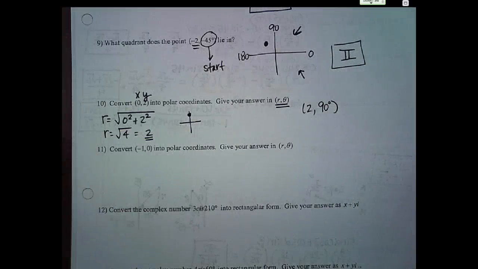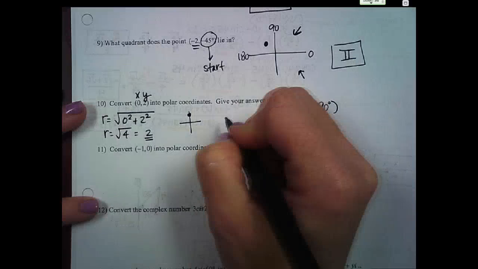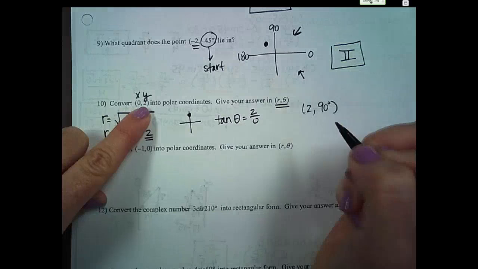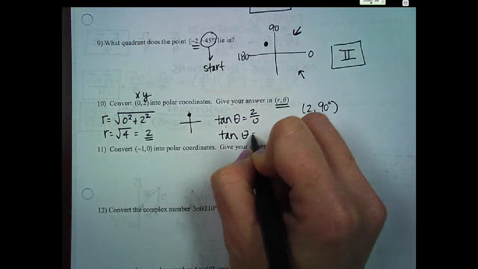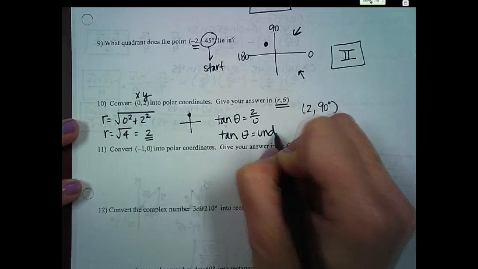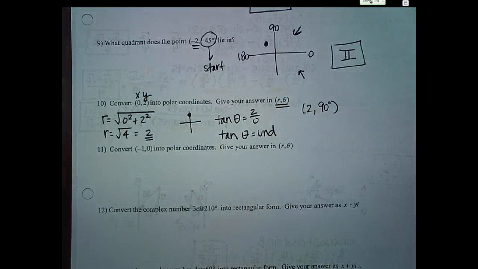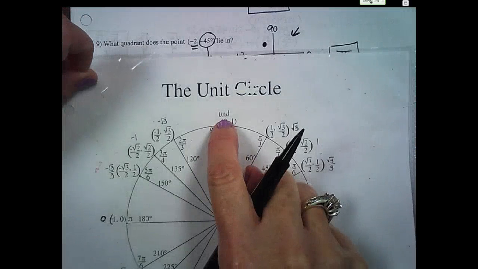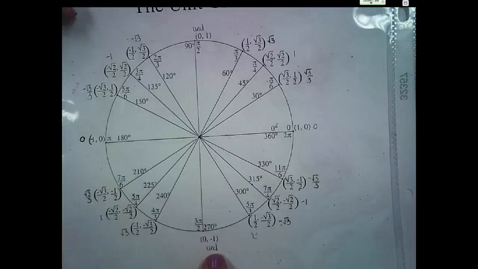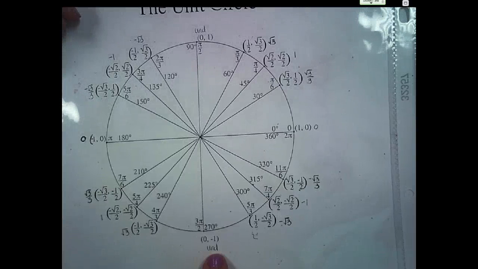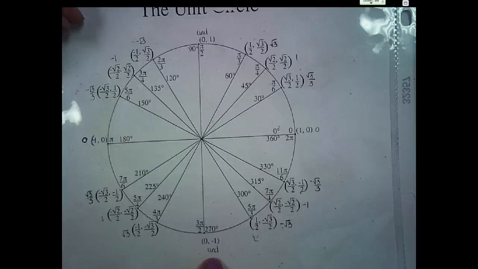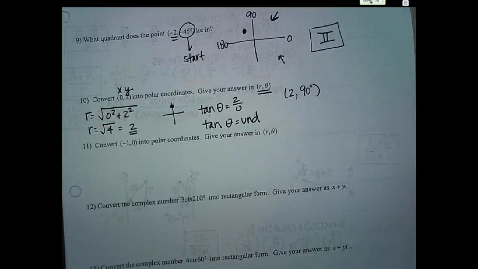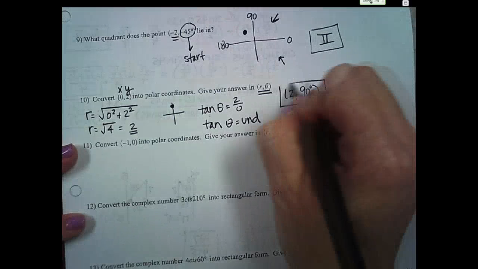Okay, but if you want to use the formula, it says tangent of theta is y over x, so 2 over 0. So tangent of theta is undefined. If you look at your unit circle, remember, tangent is undefined up here, and it's undefined at the bottom, way down here. Where the picture fell is here at 90. So it's 90 degrees. So 2, 90 is the answer.